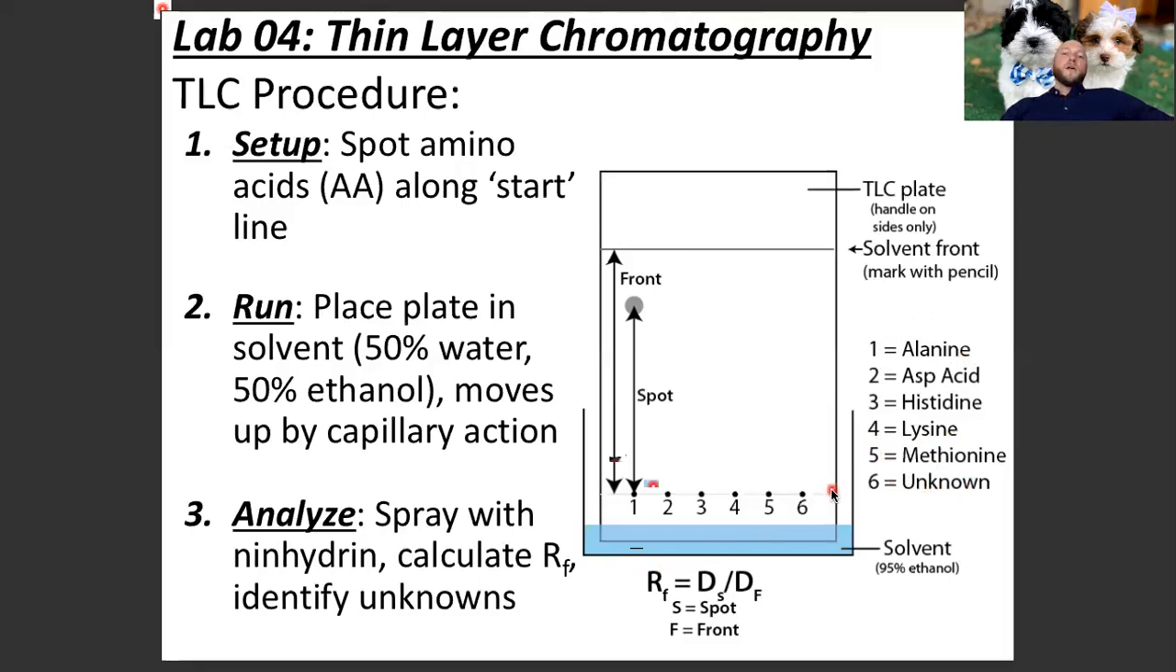Now, I want you to do some thinking before we move on to the next slide. What might affect how far the spot travels on the plate?